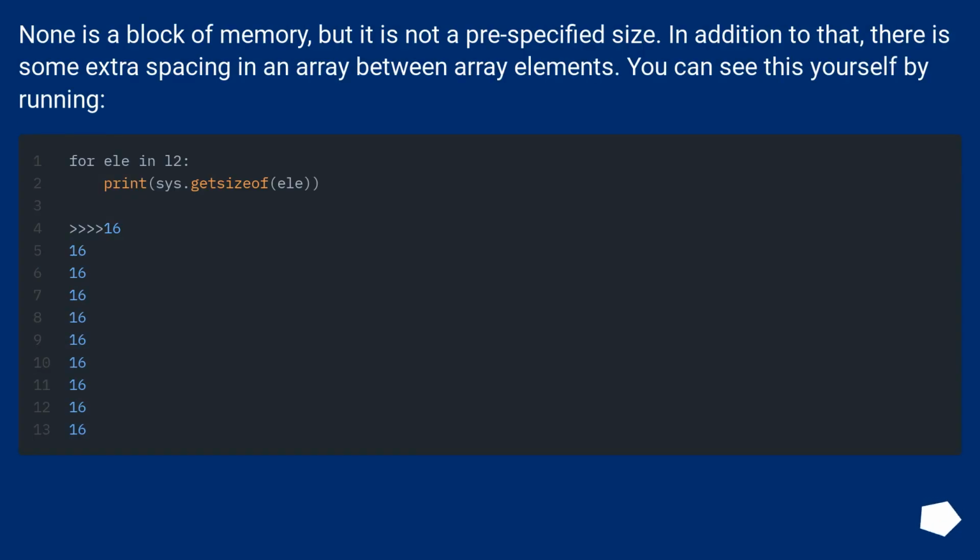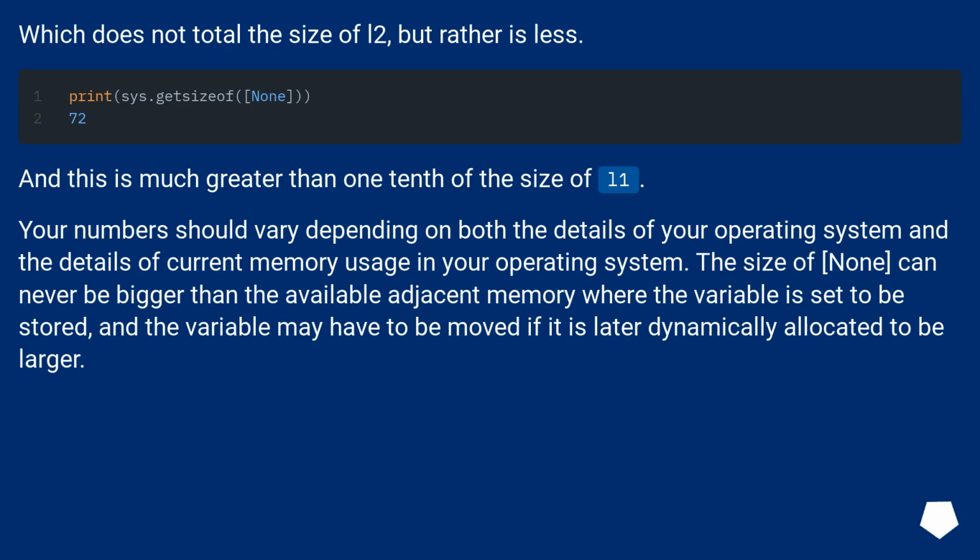None is a block of memory, but it is not a pre-specified size. In addition to that, there is some extra spacing in an array between array elements. You can see this yourself by running this, which does not total the size of L2, but rather is less. And this is much greater than 1/10 of the size of L1.